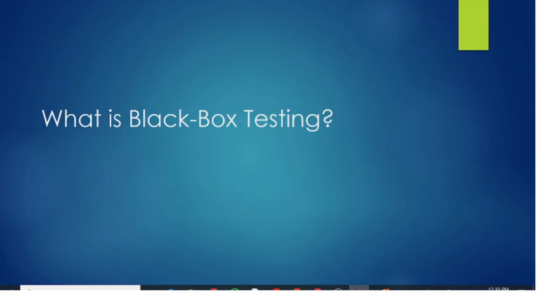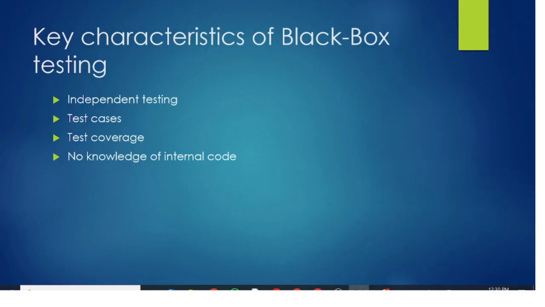So these are the characteristics of black box testing: independent testing, test cases, test coverage, no knowledge of internal code. So it is independent testing, it will not look into the internal code structure. And test cases: they use different test cases, like test case 1, test case 2, test case 3, in order to test the functionality of the system.